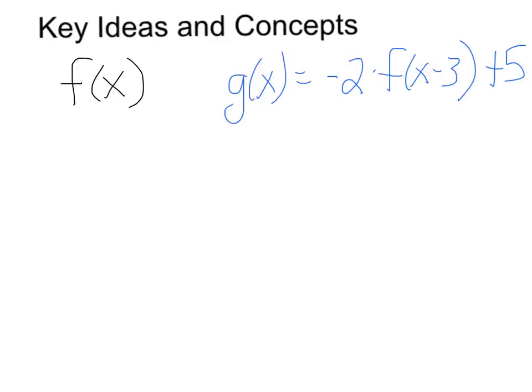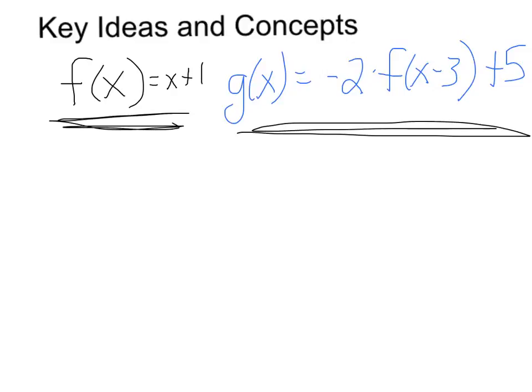We should also be able to find the x-intercepts and the y-intercepts. So if I told you f of x was equal to x plus 1, we should be able to find the x and y-intercept of both f of x and g of x. And then finally, we should be able to, if we're given f of x, and in this case, f of x looks something like that, and then we transformed it, what does the new graph look like?